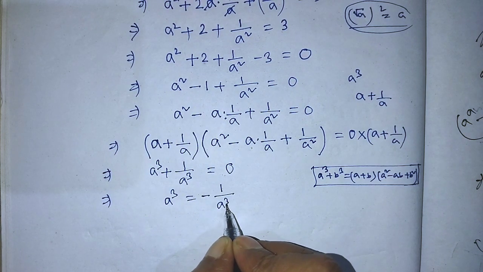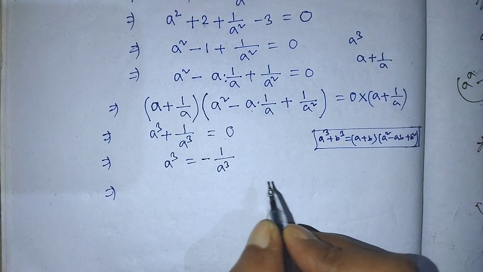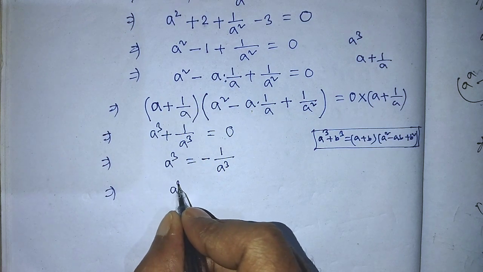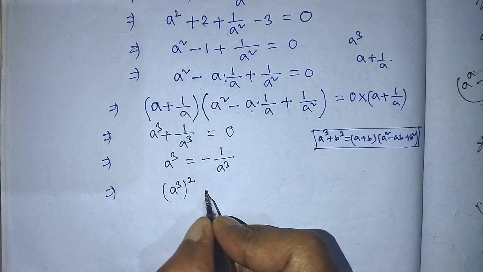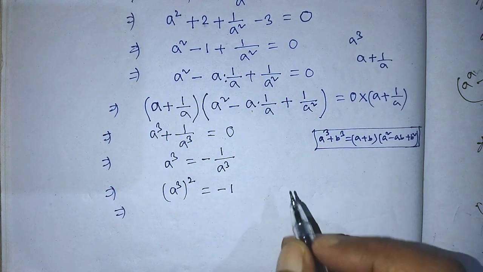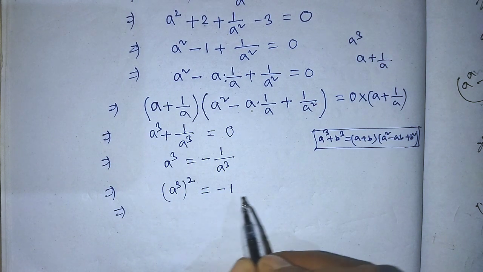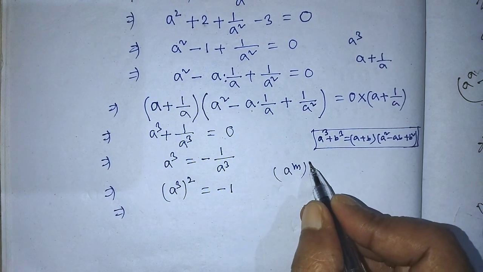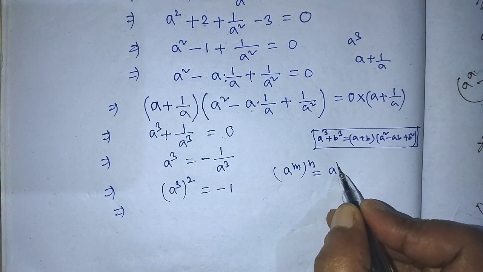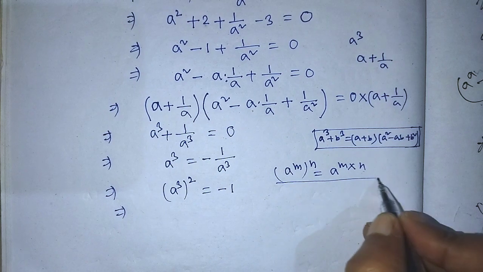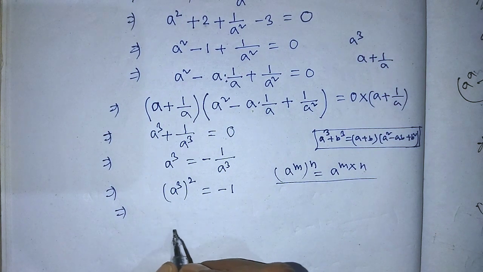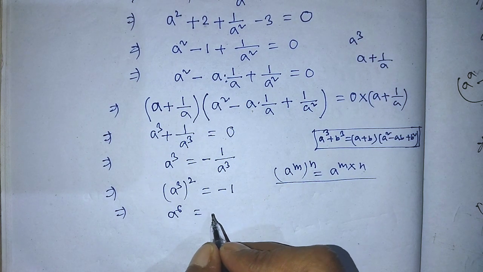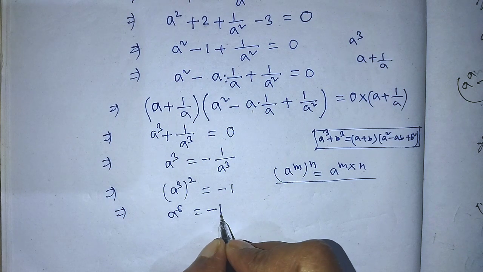After that, we have to apply the cross multiplication rule. So on the left hand side, we have to write a to the power 3 whole to the power 2 is equal to minus 1. To simplify the left hand side of this equation, we have to apply the formula a to the power m whole to the power n is equal to a to the power m into n. So this formula we have to apply on the left hand side. So we can write a to the power 6 is equal to, on the right hand side, again we have to write minus 1.